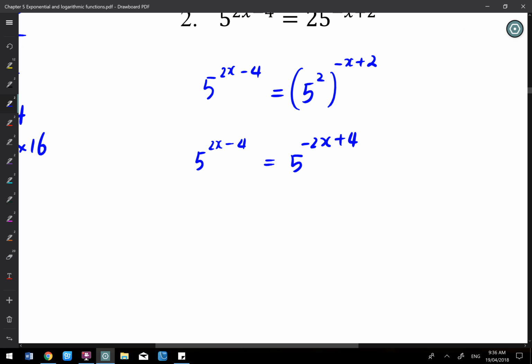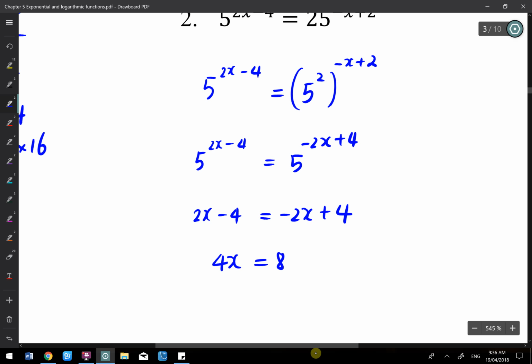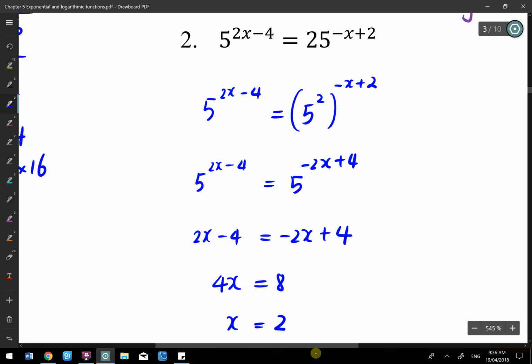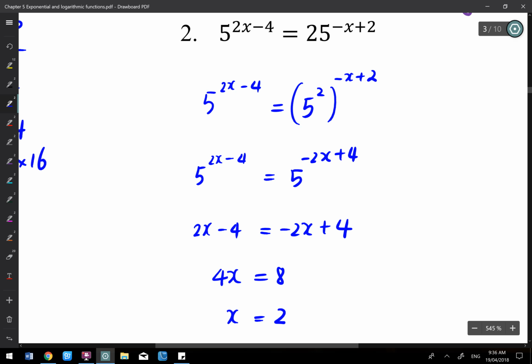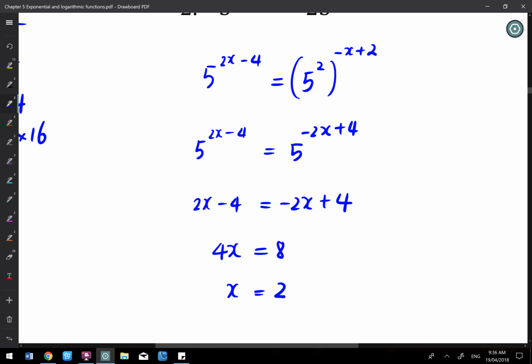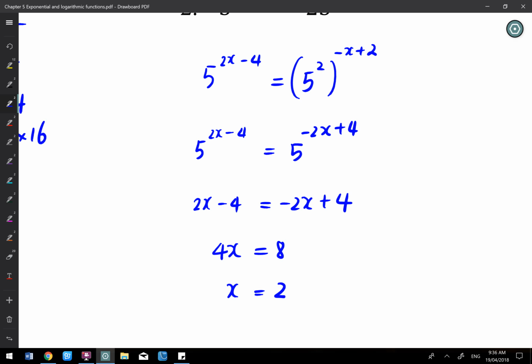Now both sides have the same base. We equalize the power. So 4x equals 8, x equals 2. Okay, x equals 2. If they can't have the same base, we equalize the power.